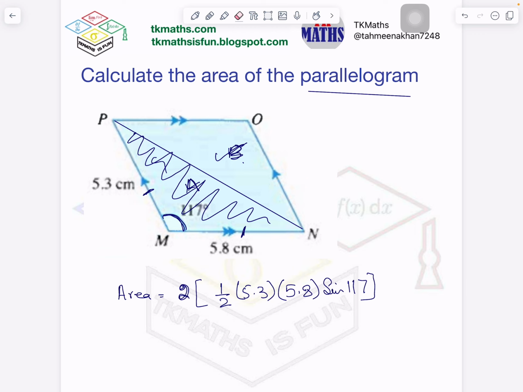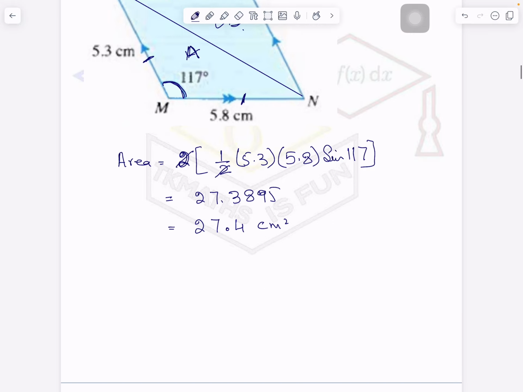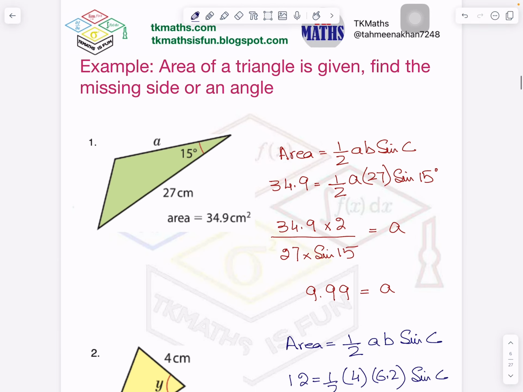Let me pick up the calculator and solve it, and you can also try it by picking up the calculator. By the way, this 2 will cancel with this 2. You don't need to put it in the calculator. Even if you do so, it will be all right. So I got the answer 27.3895. When I write it in three significant figures or one decimal place, it will be 27.4 square centimeters, right? So here I have solved two examples for you.